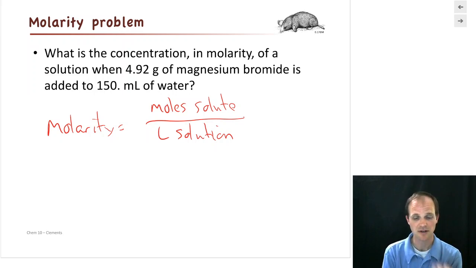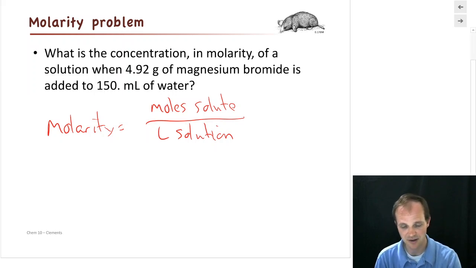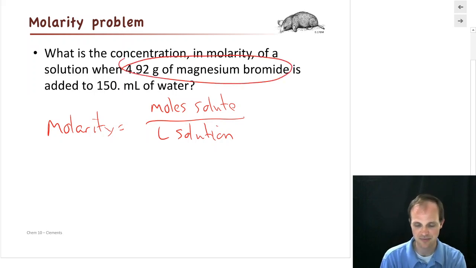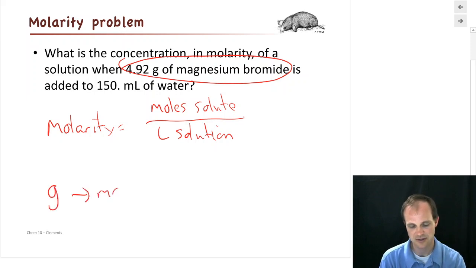Which means we have a little bit of work to do. First, we have to figure out what's our solute. Is it the magnesium bromide or the water? Well, 150 milliliters of water is a lot of water compared to 5 grams of magnesium bromide. So chances are magnesium bromide is my solute. So somehow I've got to get this 4.92 grams of magnesium bromide into moles. How do I get grams to moles? Grams to moles. Hopefully that jogs something in your brain. That's from my periodic table.